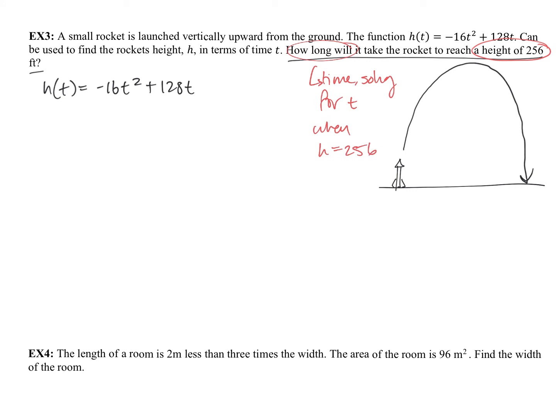So how do we figure this out? Well, remember, h of t is the height, and we are given the height of 256. So go ahead and plug that in, and we're solving for t. Okay, well, what kind of an equation is this? It's quadratic. We have that square. So I'm going to try to use the zero factor property. So let's go ahead and subtract 256 from both sides.